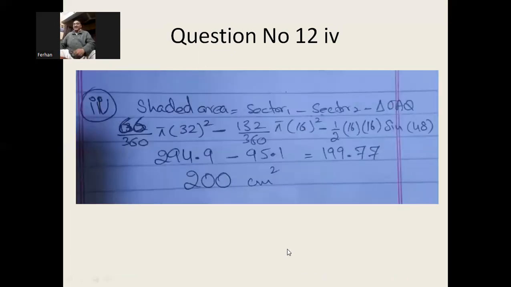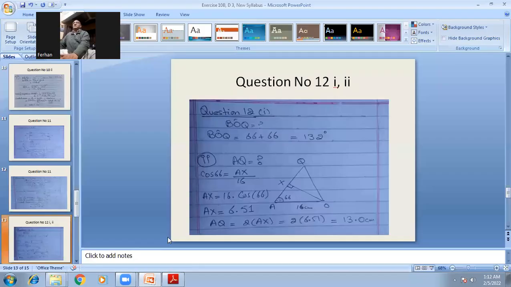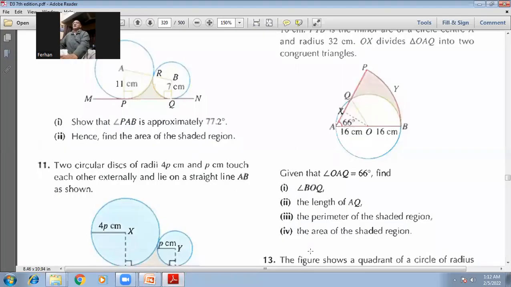Now at the end, the question is the area of the shaded region. So we want to find the area of this shaded region. You can see I will find the area of this whole sector. Then I will find the area of this sector, and I will find the area of this triangle. From this big sector, I will subtract the area of this sector and this triangle. So I will get the area of this shaded region. So let me show you my strategy.